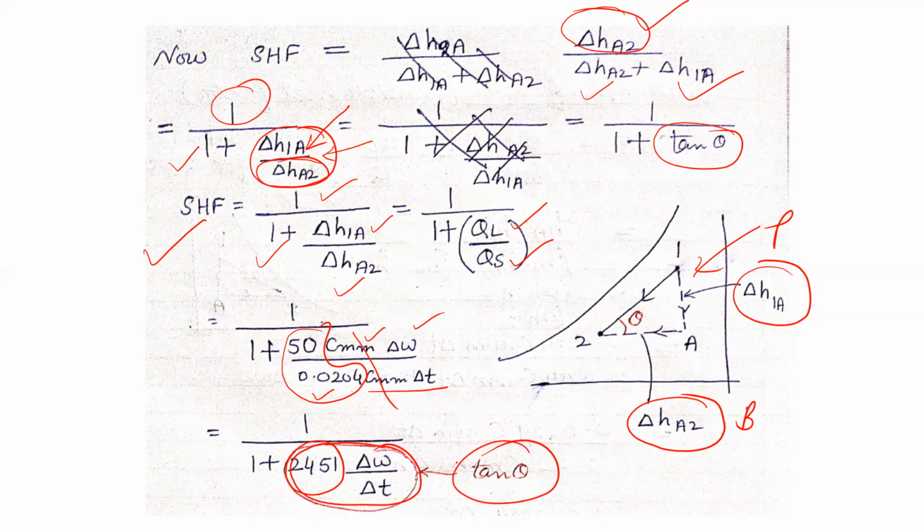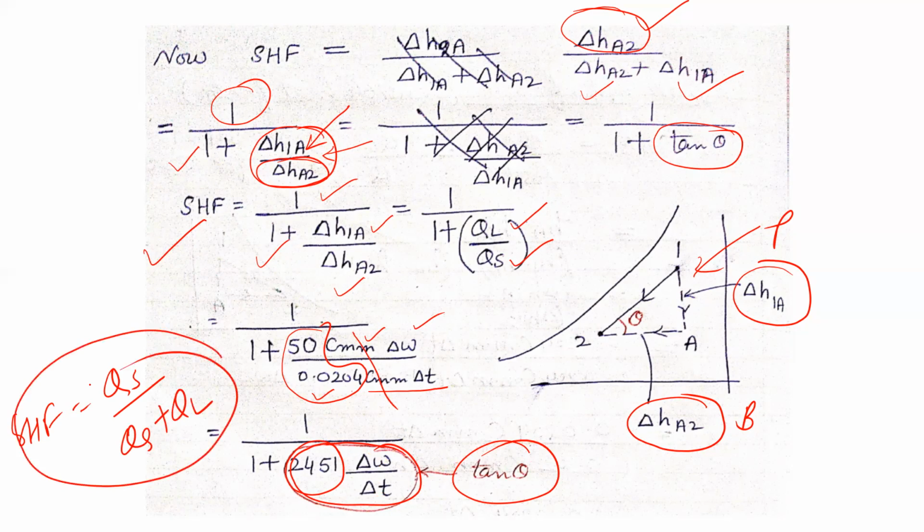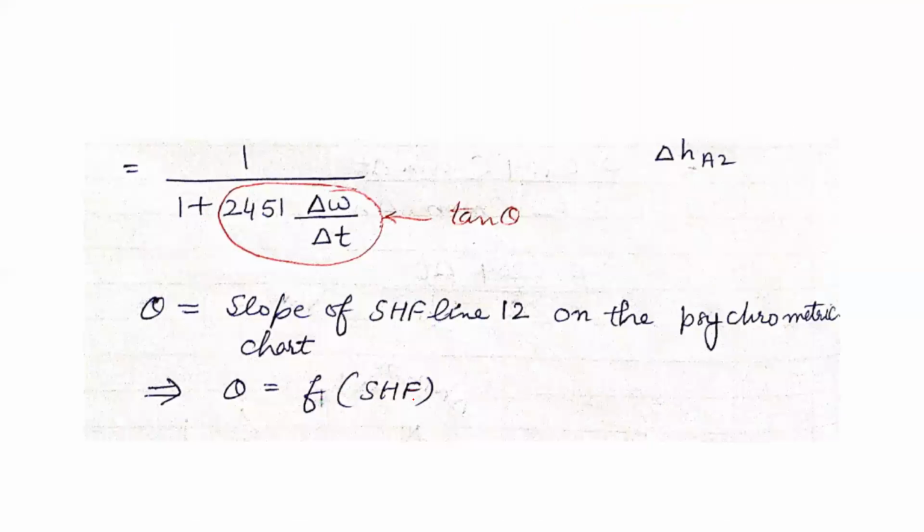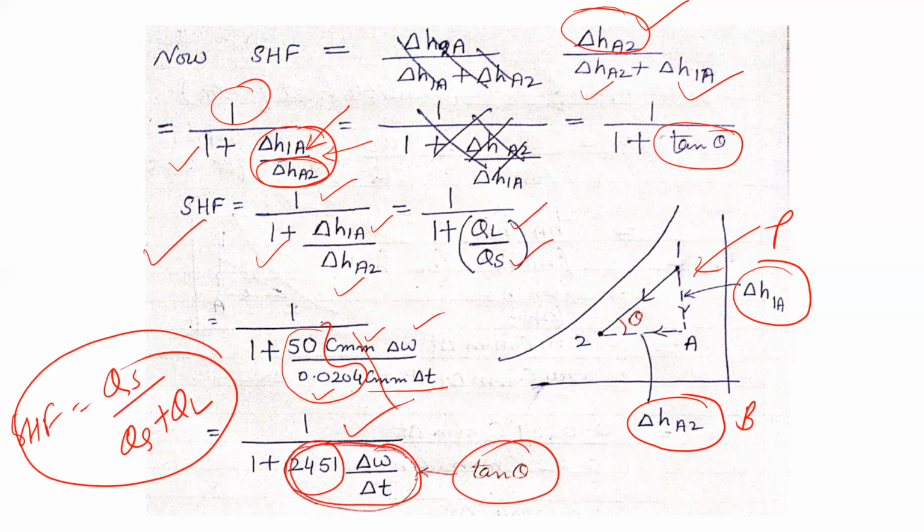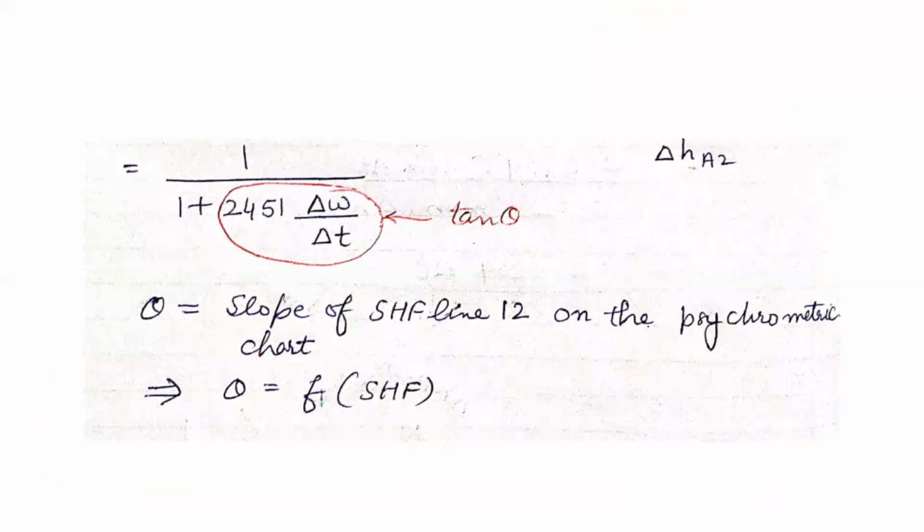But we need not worry. We should remember the equation that sensible heat factor is equal to Qs divided by Qs plus Ql. That is the most important equation that we need to remember. You can forget this other equation, no need to remember it. Once again, if you see the previous chart, this is the angle theta here. This theta is the tangent theta, and theta is the slope of the sensible heat factor line 1 to 2 on the psychrometric chart.